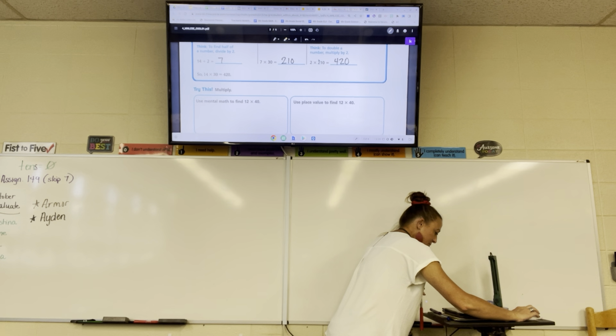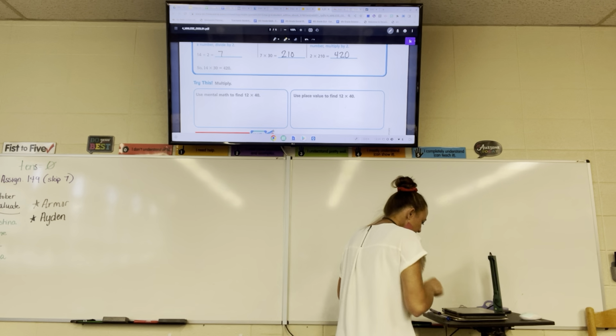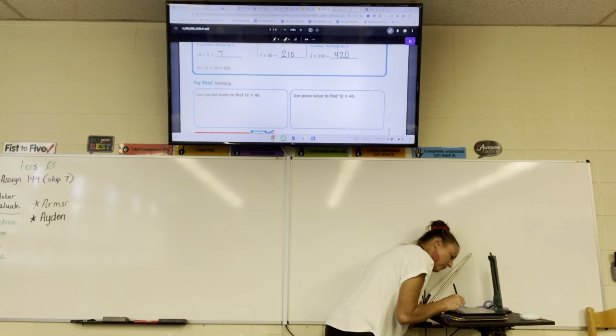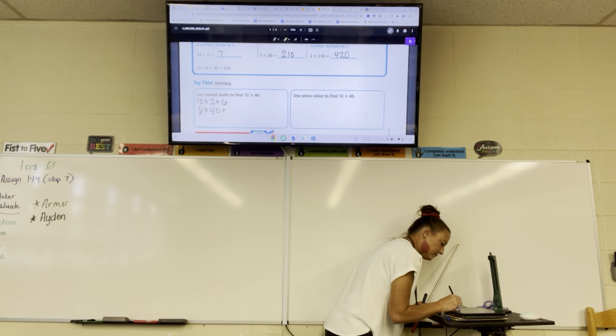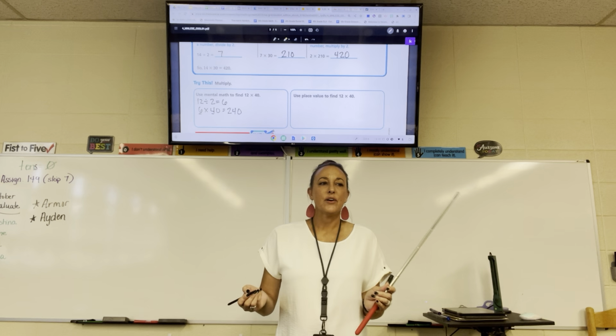This wants us to use mental math as well. So we're going to cut 12 in half. What's half of 12? 6. So we did 12 divided by 2. That equals 6. And then we do 6 times 40, which equals... What's 6 times 4? 24. 24 with our 0 behind it. 24. And that gives us half of our answer, right?